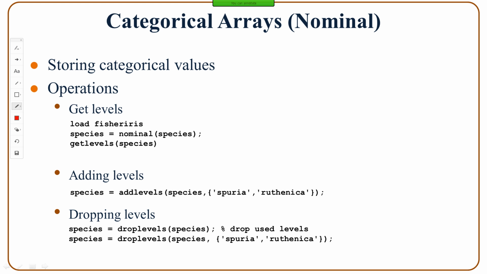So let's look at operations that are applicable to nominal type. Nominal means the values have no orders. So first we load, using this syntax, the built-in dataset fisheriris, the built-in dataset in MATLAB, and then convert the dataset type into nominal using the nominal function. Then this function getlabels returns the levels or the categories.